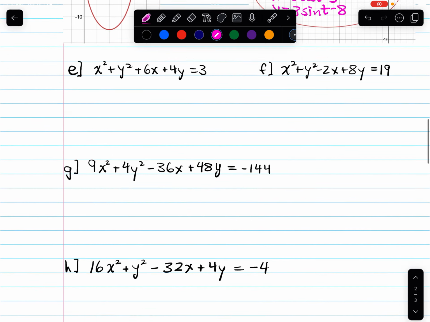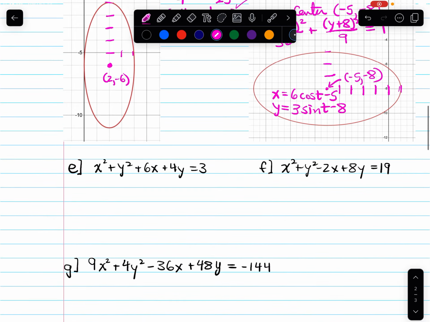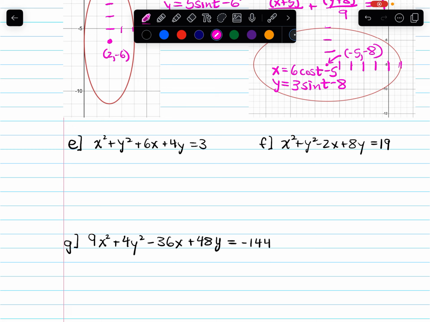Then we get into these last ones where we're going to have to complete the square because we don't have it in the form that we like, where we can easily see what the center is. So I look at this first one. I've got x squared. I'm going to group my x's together, group my y's together, and move everything else to the other side. Now we recognize that this is going to be a circle because the coefficients of the x squared and the y squared are the same.